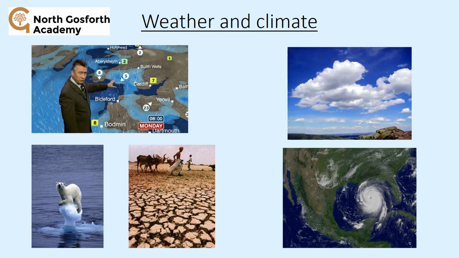The final topic that we study is weather and climate. In this topic, we first of all distinguish between weather and climate because they mean two different things. We look at how weather is measured and how it's forecast. We look at types of cloud and rainfall.